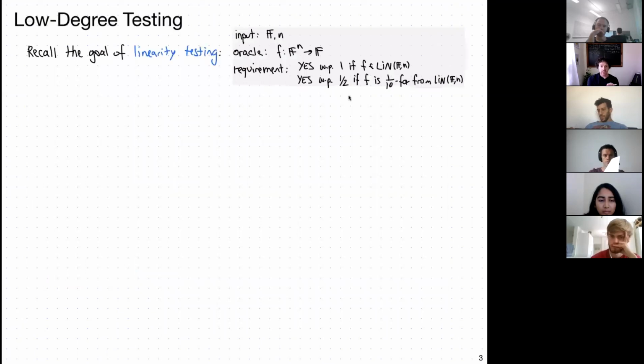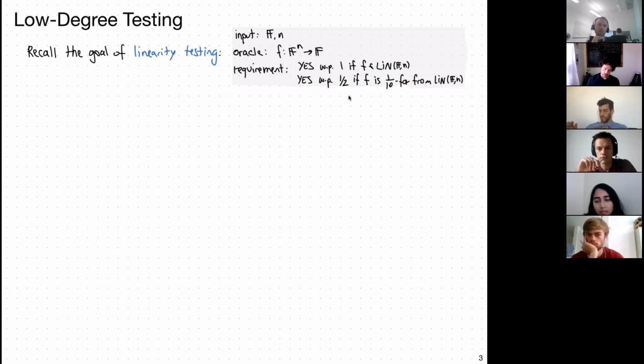Because in linearity testing, we had this function from Fn to F, and the goal at the time was to say, if this is a linear function, then we'll make these 3 queries or 10 queries, and we accept with probability 1. And if it is far from being linear, say 10% far from being linear, then we would reject with some probability, say half. And if you want to get better probability, you just repeat this test several times. This was a 3 query test.